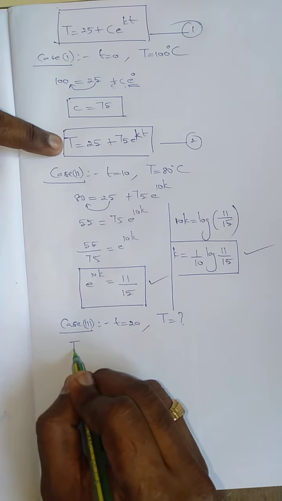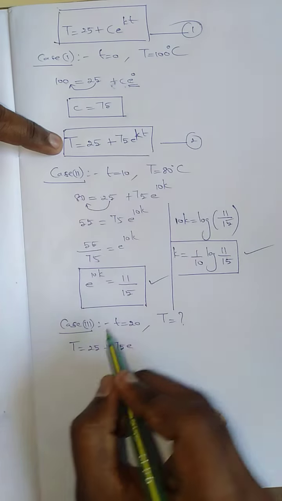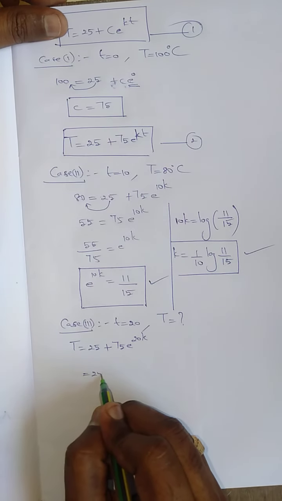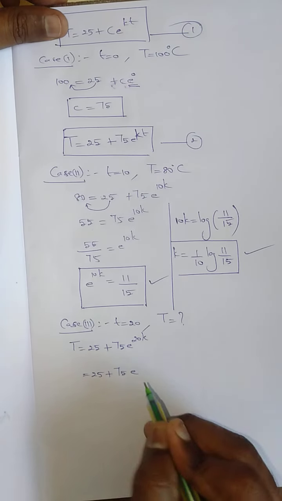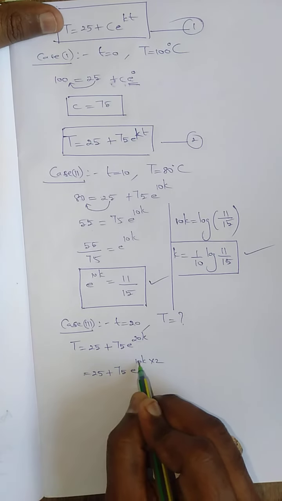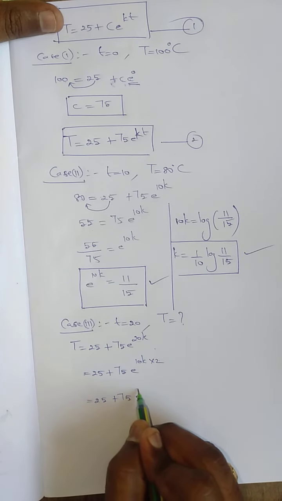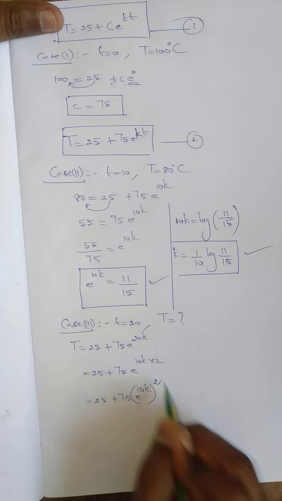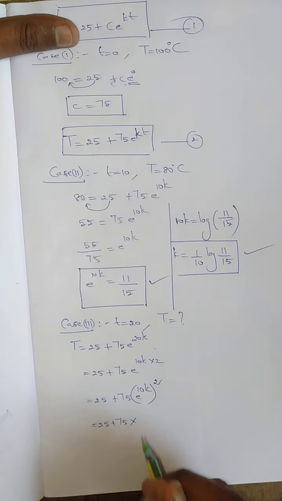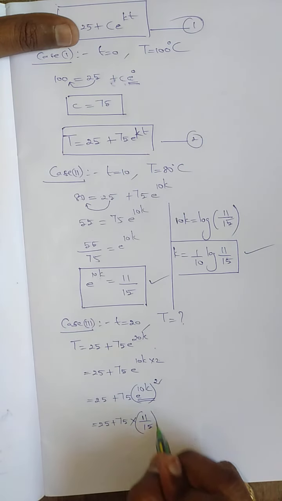T is equal to 25 plus 75 e power kt. What is here? 20k. T is equal to 25 plus 75 e power 20k. I can write this as 10k into 2, and this 2 moves upward: 25 plus 75 e power 10k, the whole square. What is e power 10k? e power 10k is nothing but 11 by 15, the whole square.